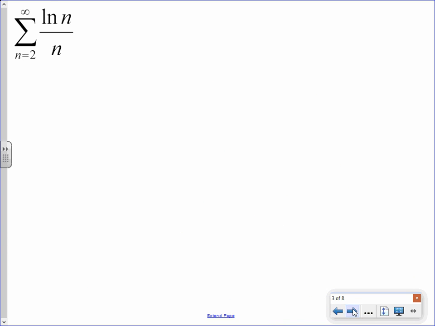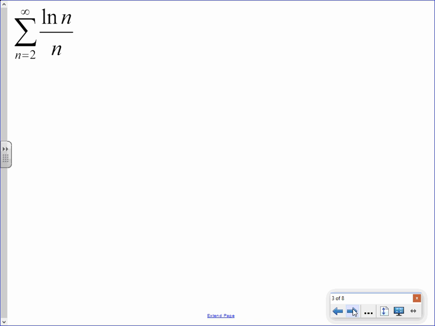If we look at the limit towards infinity of natural log of n over n, n gets bigger and natural log of n gets bigger too, but n is going to get bigger faster. So that limit is going to be 0. You could use L'Hopital's rule: 1 over n over 1 goes to 0. So this test doesn't give us a value.